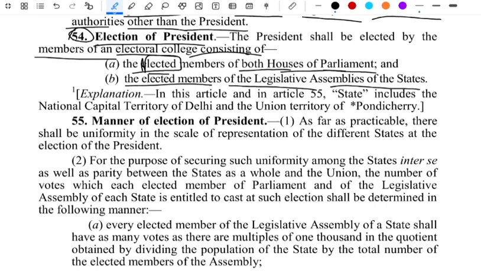फिर इसी आर्टिकल में, in Article 55, state includes the National Capital Territory of Delhi and the Union Territory of पुदुचेरी, है ना, पौंडीचेरी. सो बेसिकली स्टेट लेजिस्लेटिव असेंबली के साथ दिल्ली की लेजिस्लेटिव असेंबली प्लस पौंडीचेरी की लेजिस्लेटिव असेंबली के इलेक्टेड मेंबर्स भी पार्टिसिपेट करेंगे प्रेसिडेंट के इलेक्शन में.